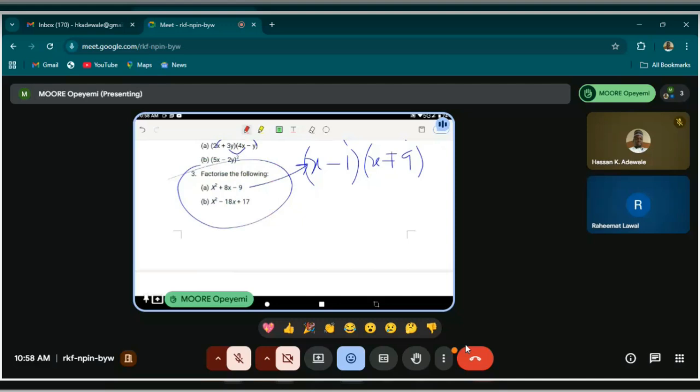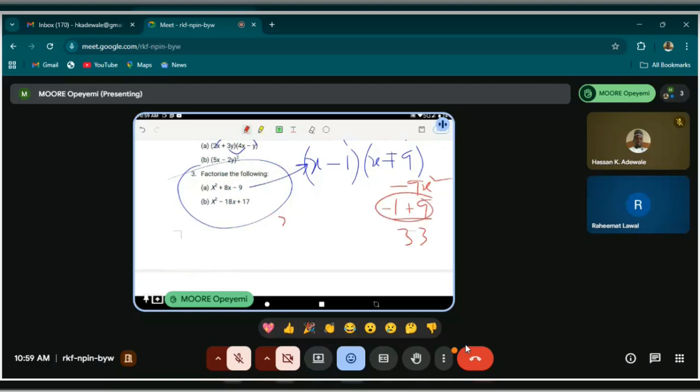Now, to factorize this quadratic, we multiply the first and the last, and that will give us minus 9x squared. So we now find the factors of the number that when we add, it will give us plus 8, and when we multiply, it will give us minus 9. Factors of 9, we have 1 and 9, then we have 3 and 3. So it is very obvious that there is a way we can add these two to give us plus 8, and that is going to be minus 1 plus 9. So meaning that these two will now be the factors.